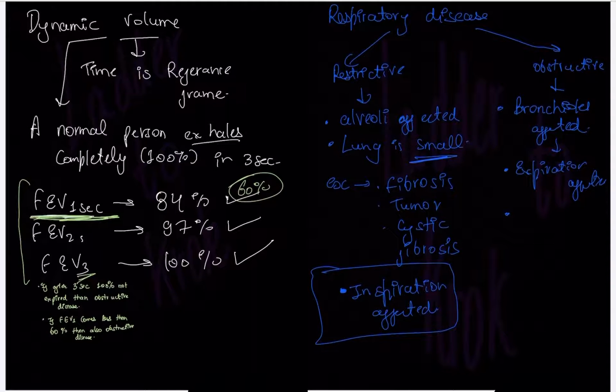Expiration is affected. In this, what happens? The lungs will become baggy lungs. Basically the lung size is increased, like a bag. Okay, the examples here are emphysema, chronic bronchitis.